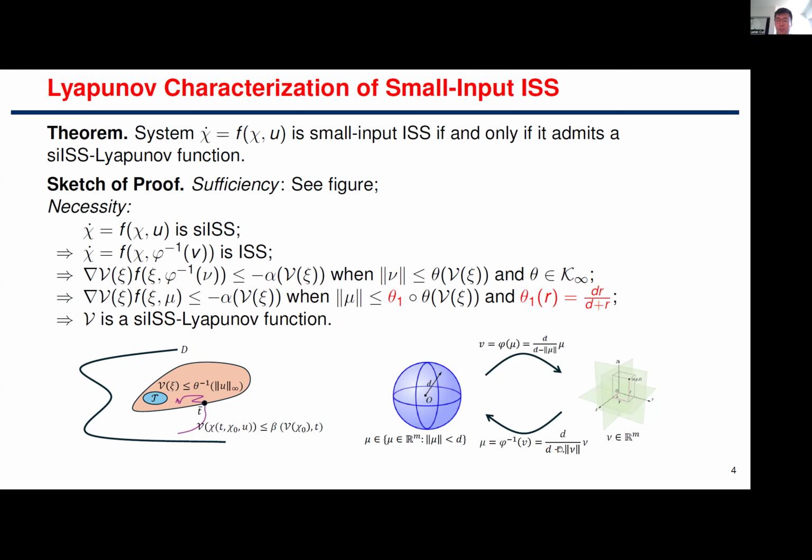Theta one can be directly derived from this equation, and we find that theta one is indeed a class K function, but not a class K infinity function. It is 0 at 0, strictly increasing, but it is saturated when R tends to infinity. Which means that this is exactly a small input ISS function for the dynamical system, and therefore V is a small input ISS function. And we show the necessity of the optimal as small input ISS function. Okay, so that's the whole idea of small input ISS.